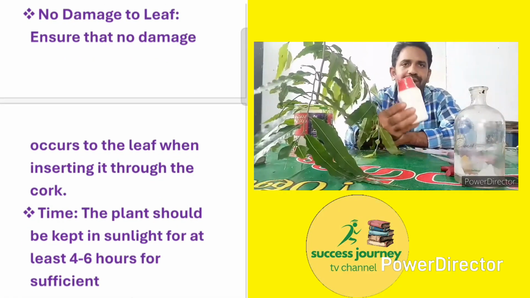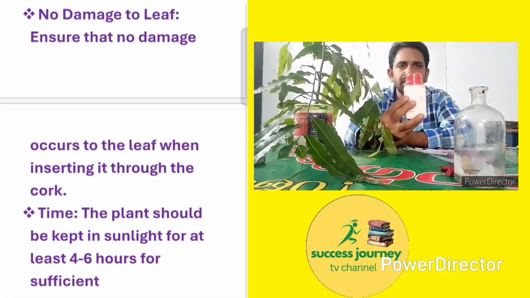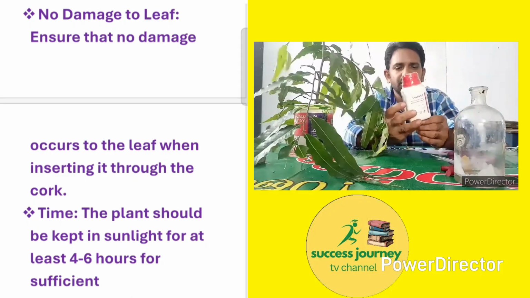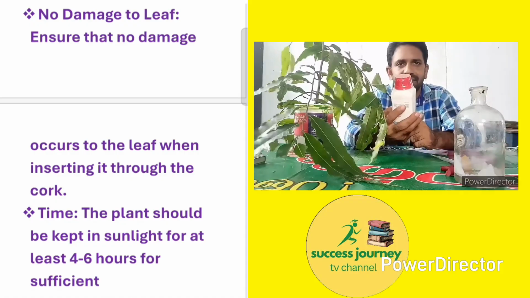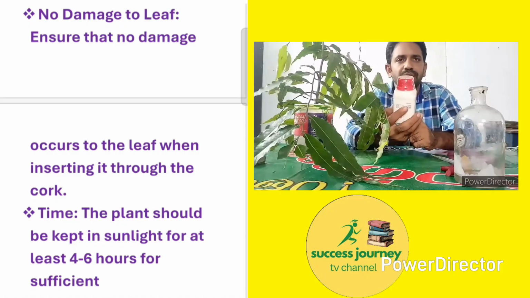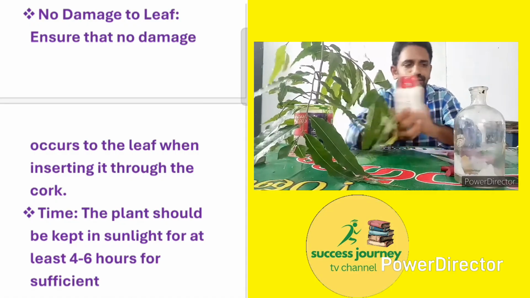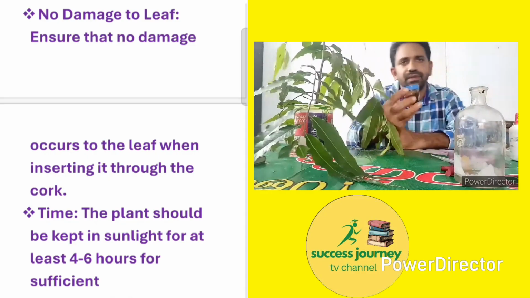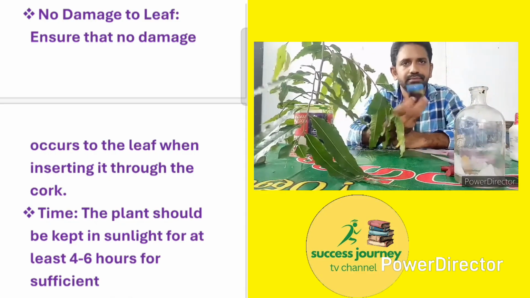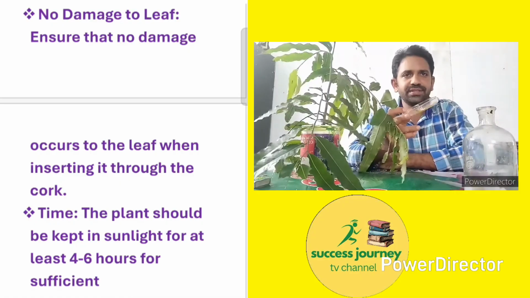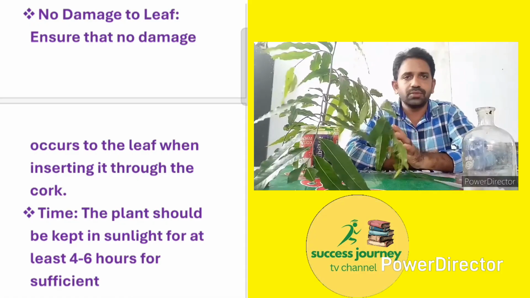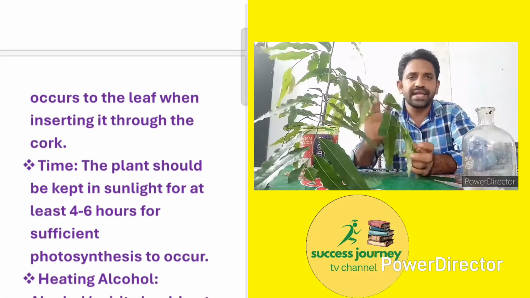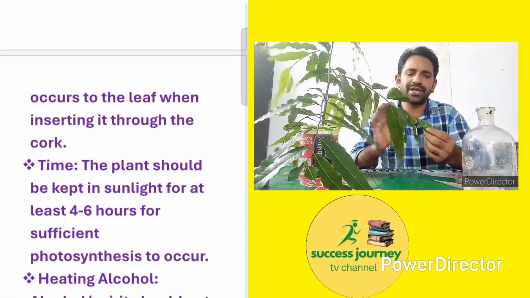Next, time. This is also an important factor. The plant should be kept in sunlight for at least 4 to 6 hours for sufficient photosynthesis to occur. If we keep the potted plant for less than 2-3 hours, the photosynthesis process will not take place, so we cannot get an accurate result. So a minimum of 4 to 6 hours is essential for an accurate result.